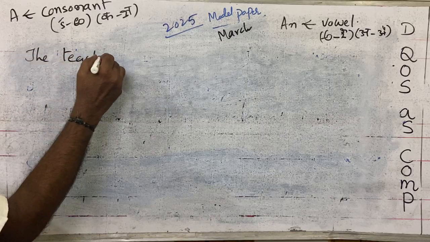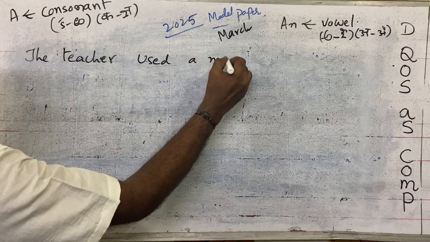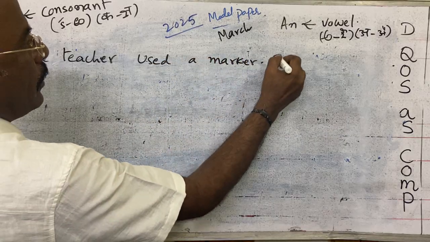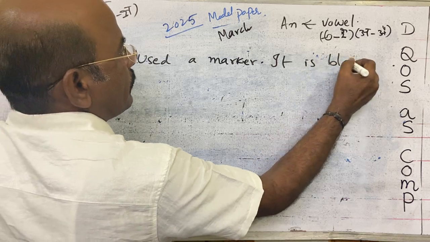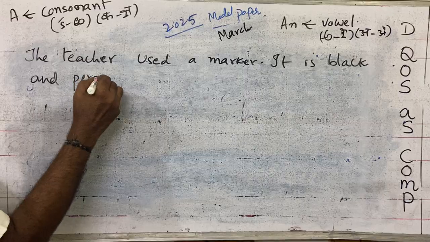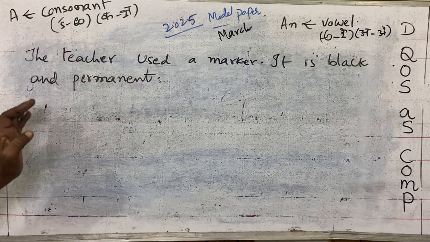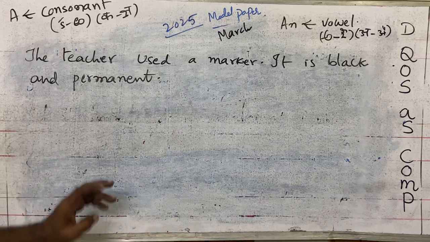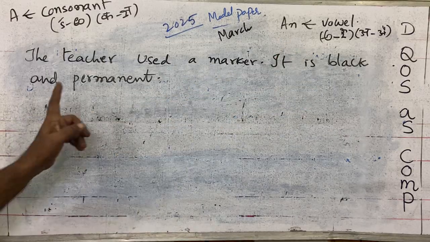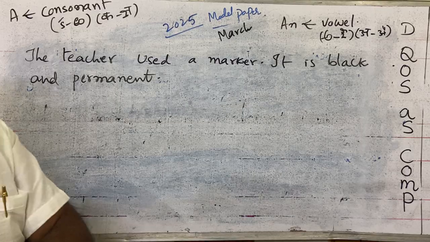The teacher used a marker. It is black and permanent. Here the main noun is the marker. How is the marker? Black color and permanent. So you just expect the answer. Now I am giving my answer.